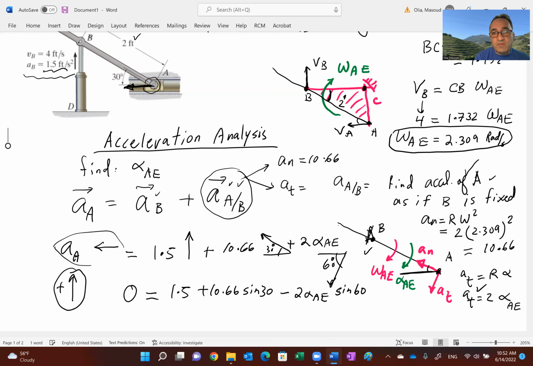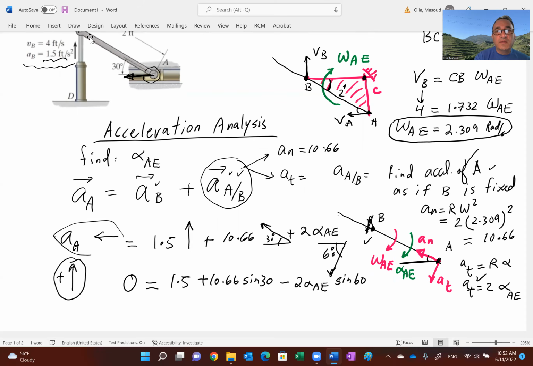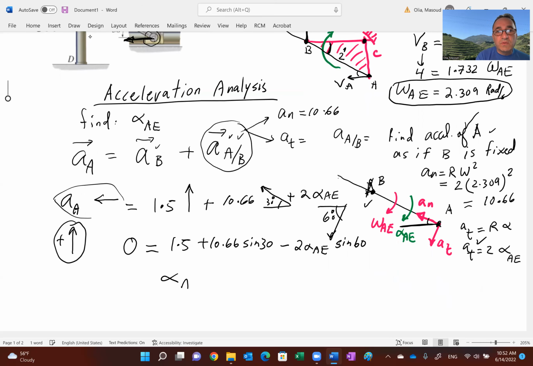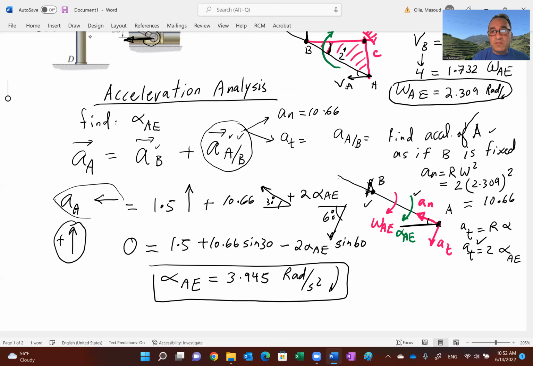So if you go ahead and solve for the only unknown here, which is alpha AE, what are we going to get for alpha AE? Alpha AE comes out to be 3.945 and positive, guys. See, this was an assumption that we made. The fact that we get a positive implies that we were right. So in fact, this bar is accelerating and its direction is, as indicated, clockwise, just like the way it's physically rotating. Okay? So we achieved our goal of finding the angular acceleration of rod AE.